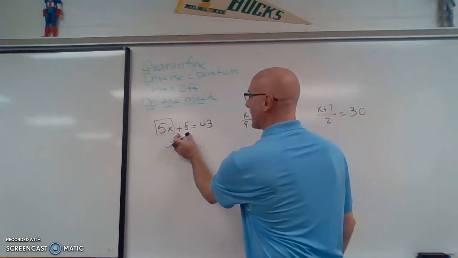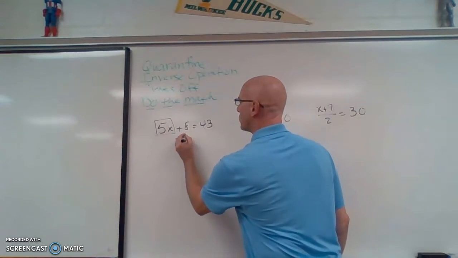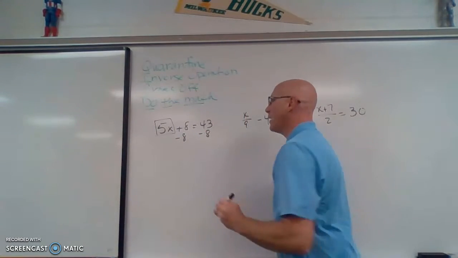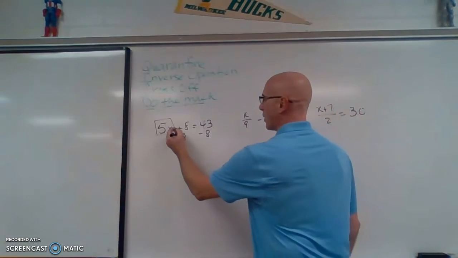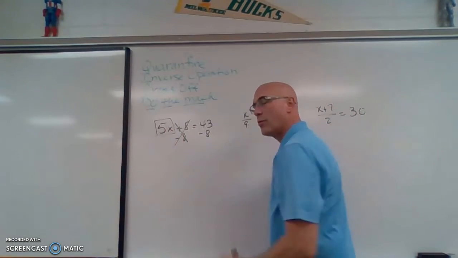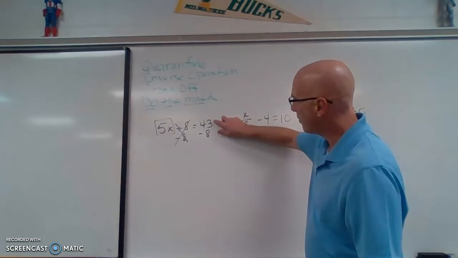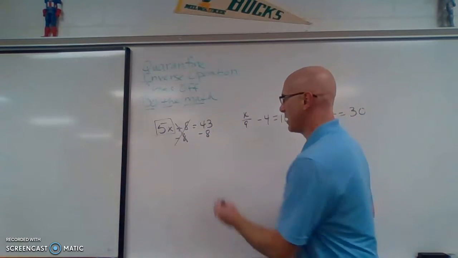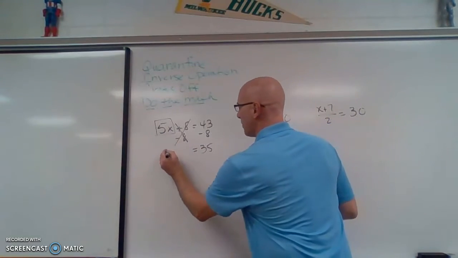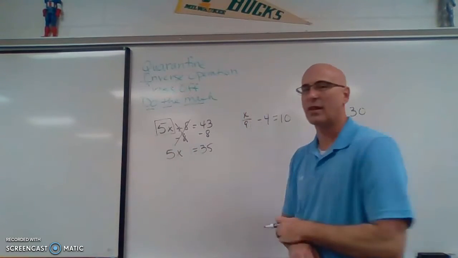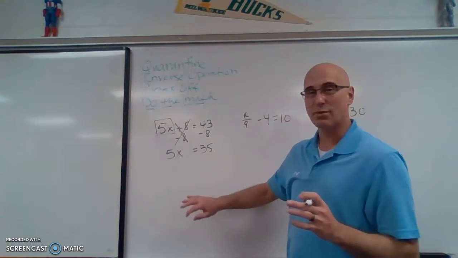Then we're going to look at what else is on this side, plus 8. So we are now going to do the inverse. We are going to subtract 8. We're going to cross off what we were trying to eliminate, and now we are going to do the math. 43 minus 8, that's 35 on that side. We keep the 5x.